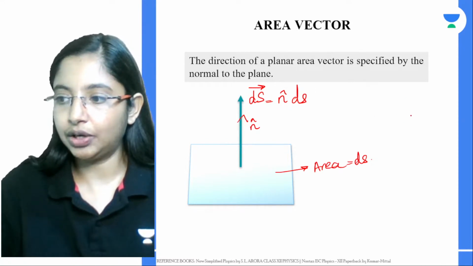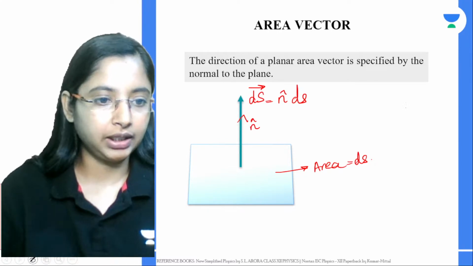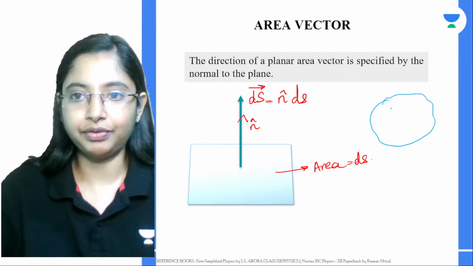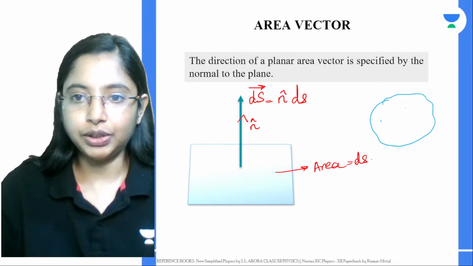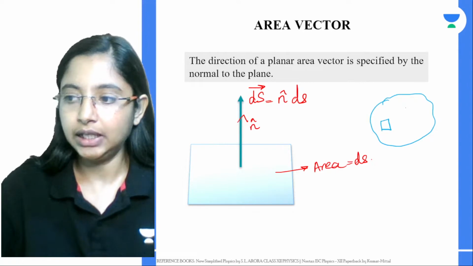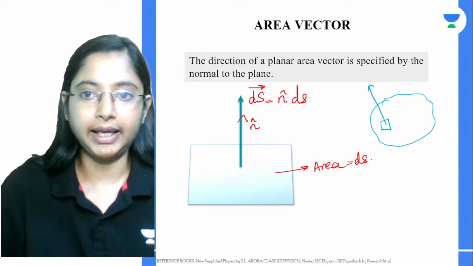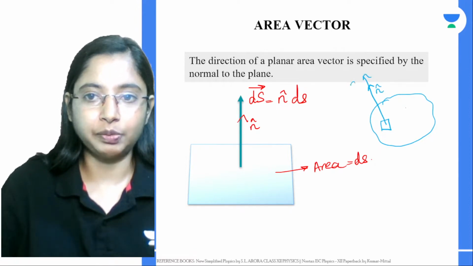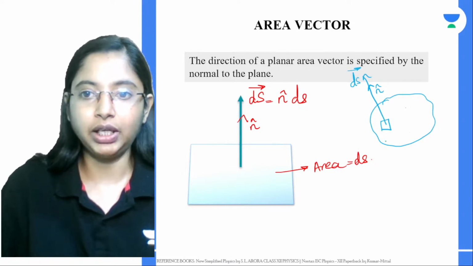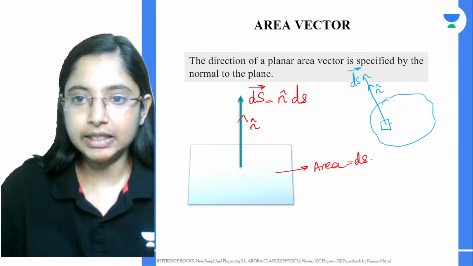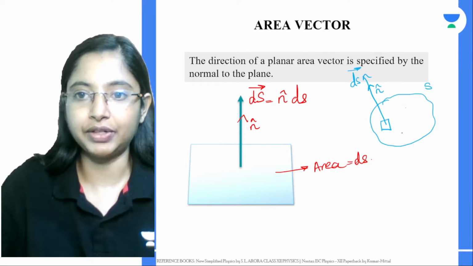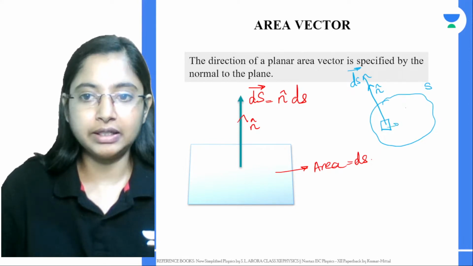If in case your surface is not uniform, then what you can do is you can take a very small surface. For that particular surface, you can draw a normal to the surface. This will give you the area vector. This is the normal to the surface, and this will give you the area vector ds. You can take the complete surface to be s, and the small surface that you consider to be ds.